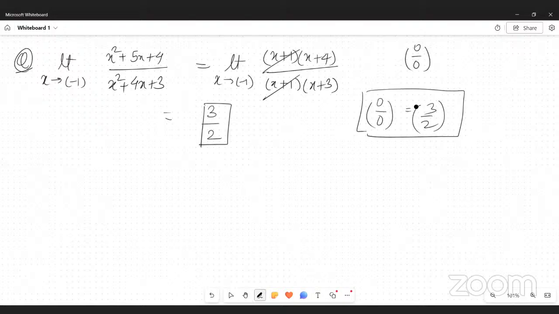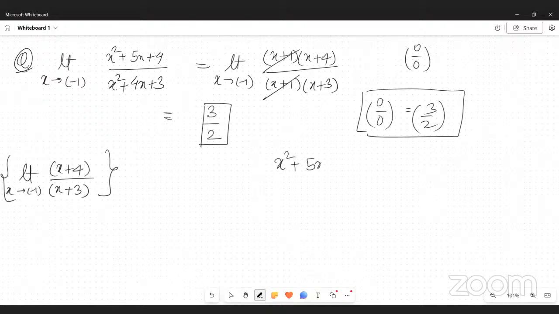So how will (x plus 4) by (x plus 3) be 3 by 2? Yes, because the value of x is minus 1. We have (x plus 4) divided by (x plus 3), and its limit is tending to minus 1. First of all, you try to put the actual value in the limit, like we used to do earlier. The basic method of evaluating a limit is that you have a function, which basically means something in the form of x, like f of x.